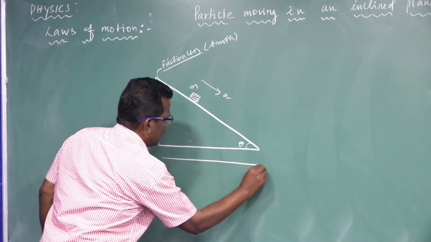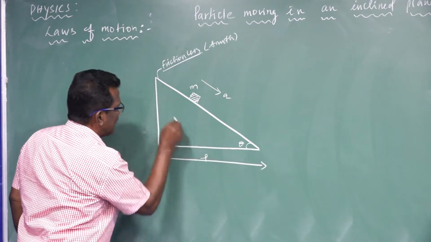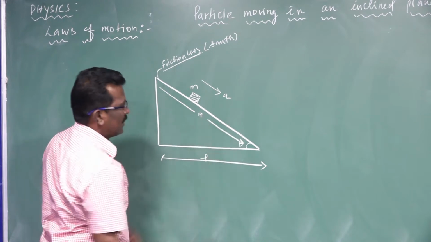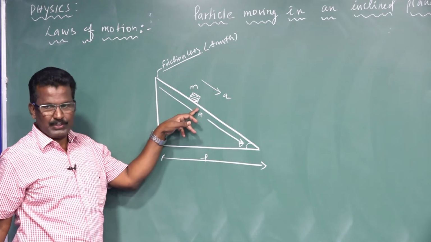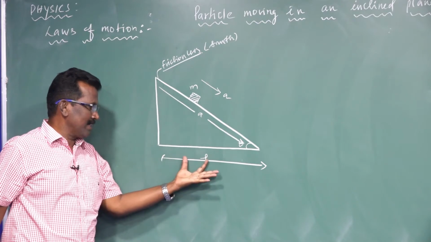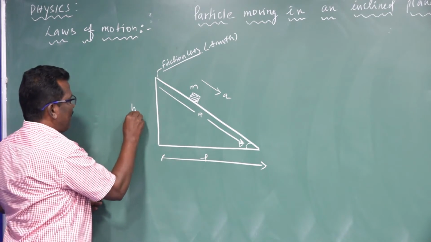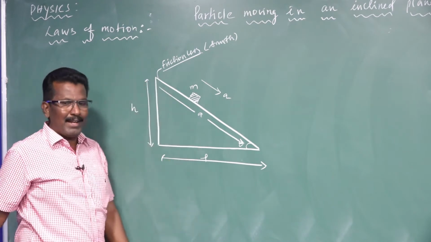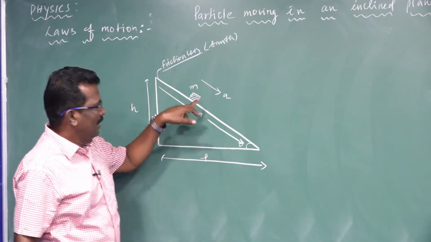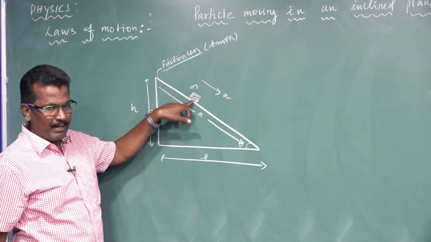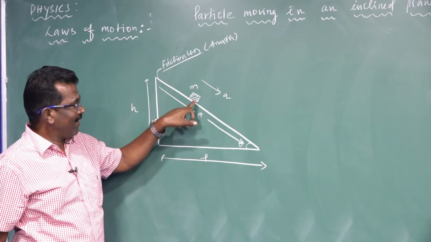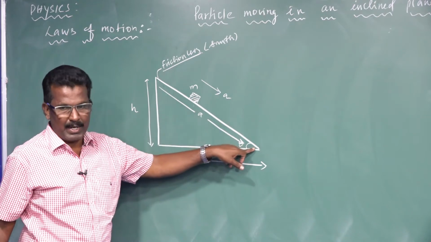This is the length, this is A. A represents the inclined surface length. The bottom length is L, and this is the height of the inclined surface. But our aim is to calculate the acceleration of the body along the surface, and also the velocity of the body when it reaches the bottom.